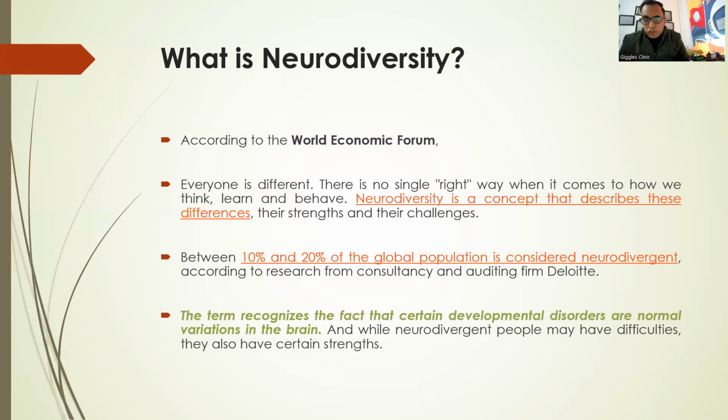Between 10 to 20% of the global population is considered to be divergent. This is the data which has been taken from the auditing consultancy firm Deloitte. So this percentage is quite huge. The term recognizes the fact that certain developmental disorders are normal variations of the brain. And while neurodivergent people may have difficulties, they may also have certain strengths. So again, the whole purpose is that we should focus on their strengths. No doubt we should also work on difficulties. But many times our focus is on their difficulties rather than on improving and promoting their strengths.